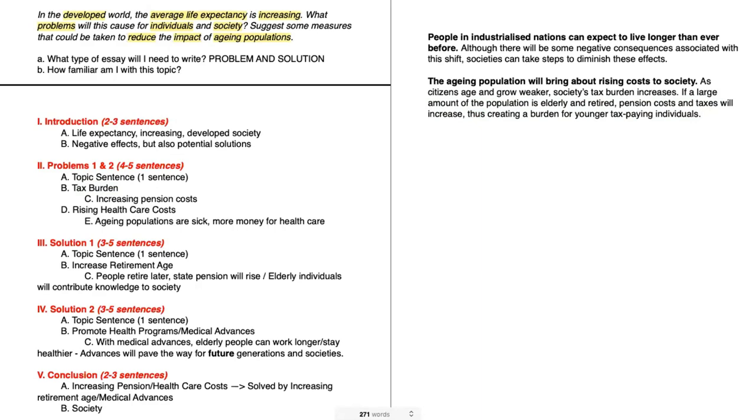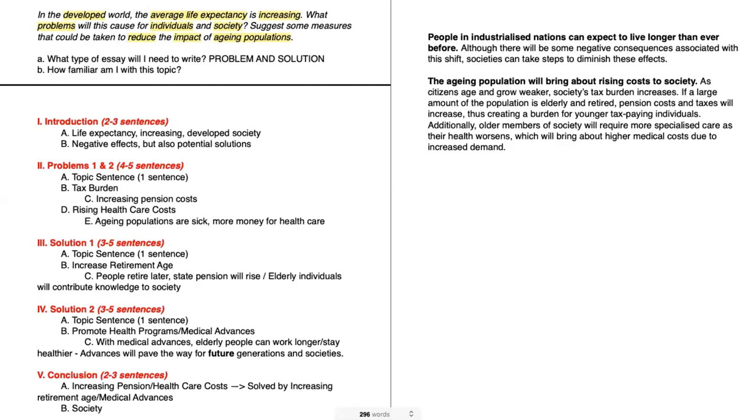Now I will go ahead and continue with rising healthcare costs, this explanation and example. And actually, the more I think about it, I could probably come up with a sentence that combines D and E. And that's fine if you can think of one sentence to combine both of these. If it works and if you're able to connect them well, go for it. So I'm going to go ahead and say, additionally, older members of society will require more specialized care as their health worsens, which will bring about higher medical costs due to increased demand. All right, and there you have it. I have essentially written one sentence that combines rising healthcare costs, aging populations are sick, more money for healthcare.